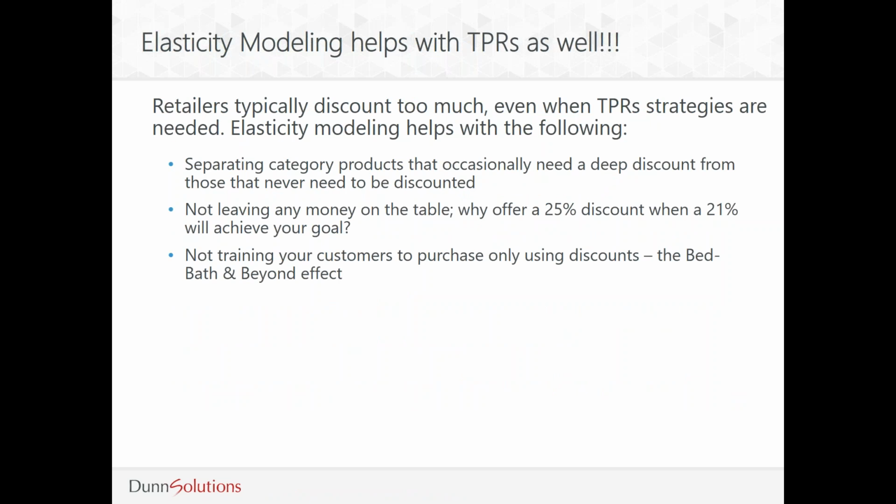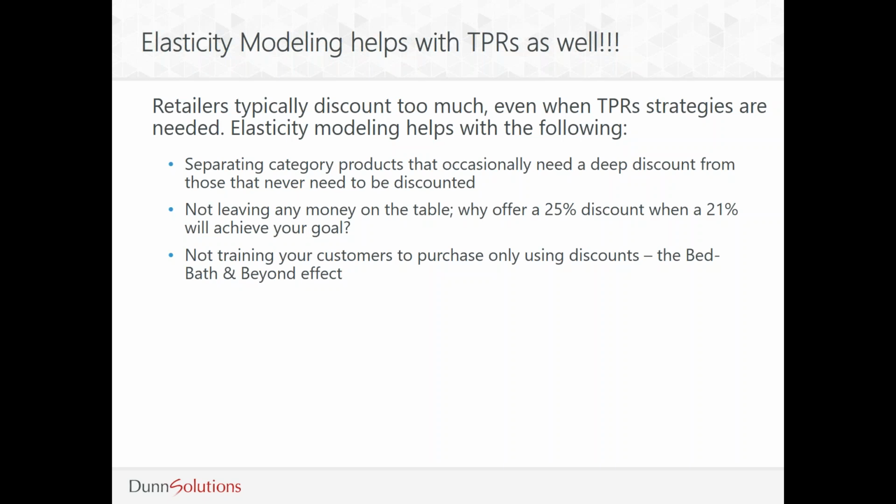So elasticity modeling can help with the following tasks. One, it can help you separate the category products that should never be discounted from those that are okay to discount once in a while. Now, it will help you by not leaving any money on the table. Say that I can prove to you that a 21% discount will clear the inventory. Why would you want to offer a 25% discount instead and leave 4% on the table? And finally, it will help you by not training your customers to purchase only using discounts.